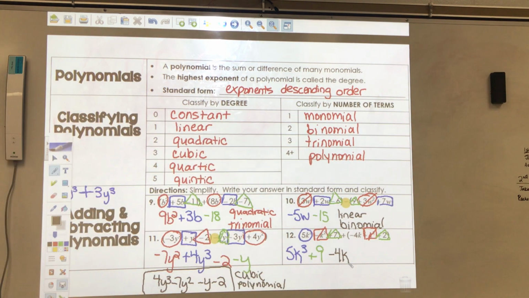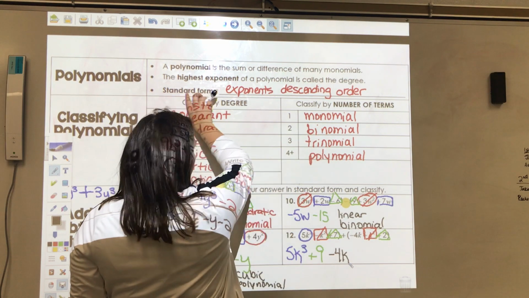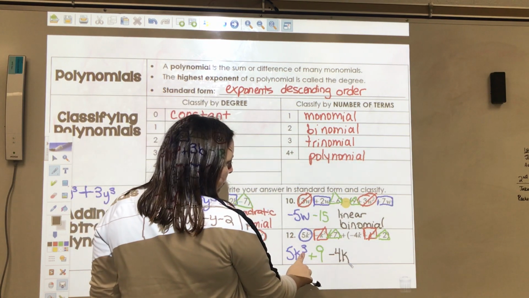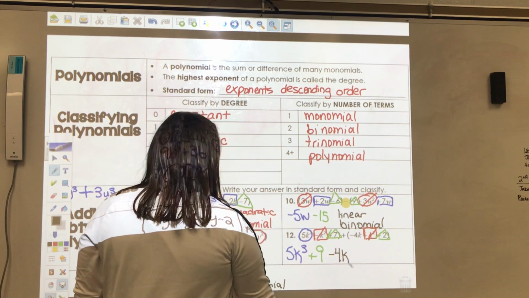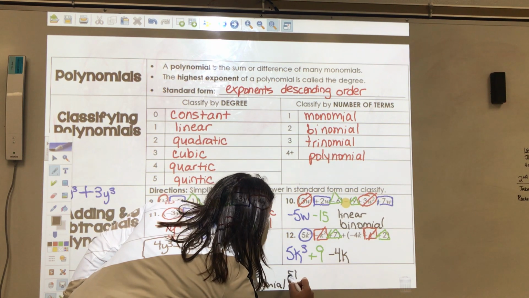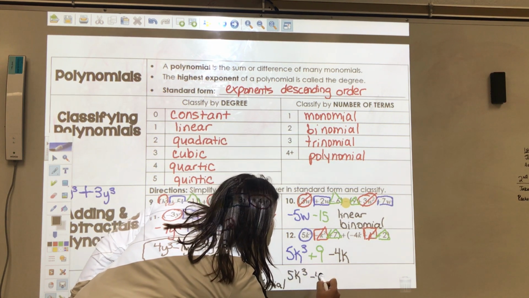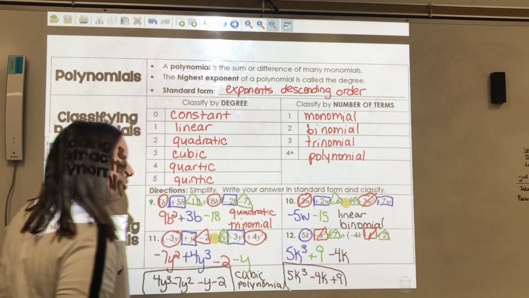This is definitely not in standard form. So cube comes first, then this one, power of 1, then 9. So we do have to rewrite it. So that would become 5k cubed minus 4k plus 9. So that is part of the answer.